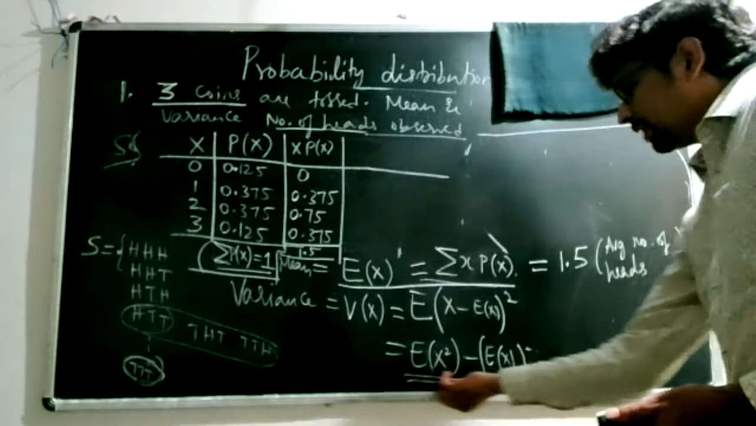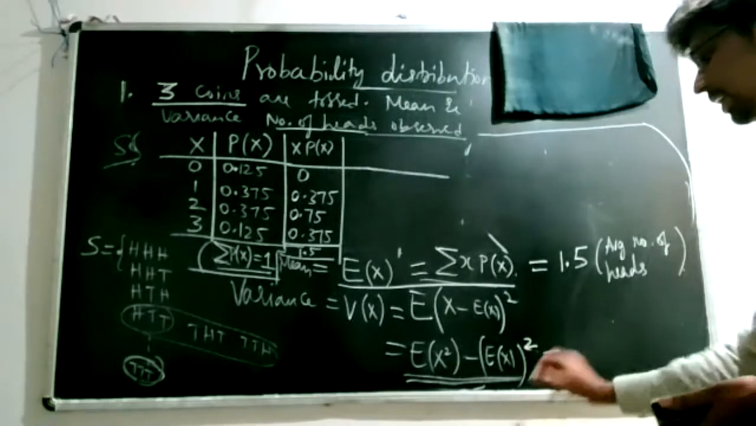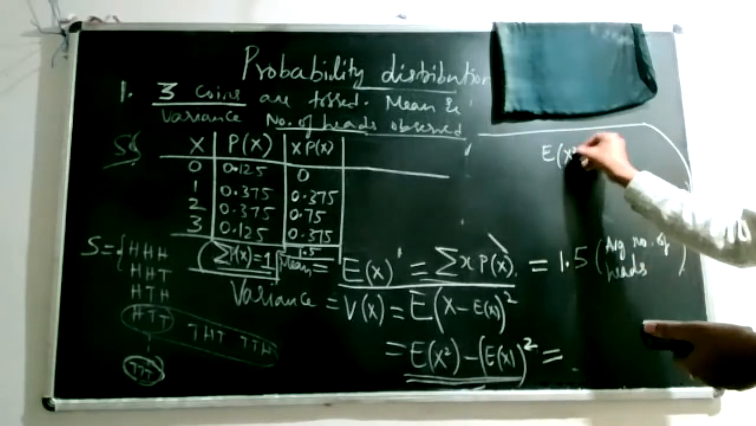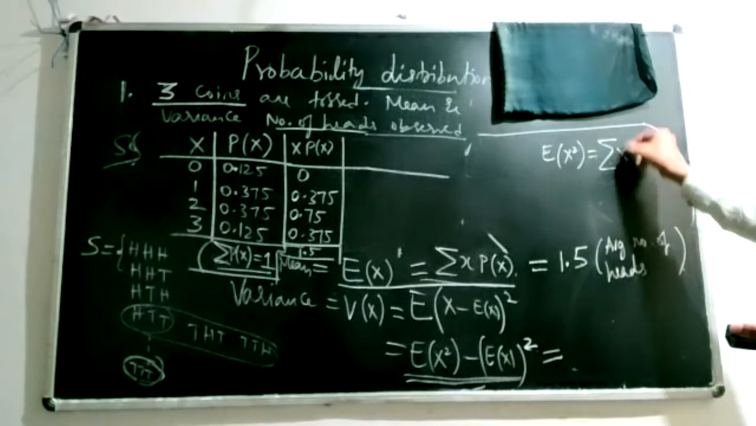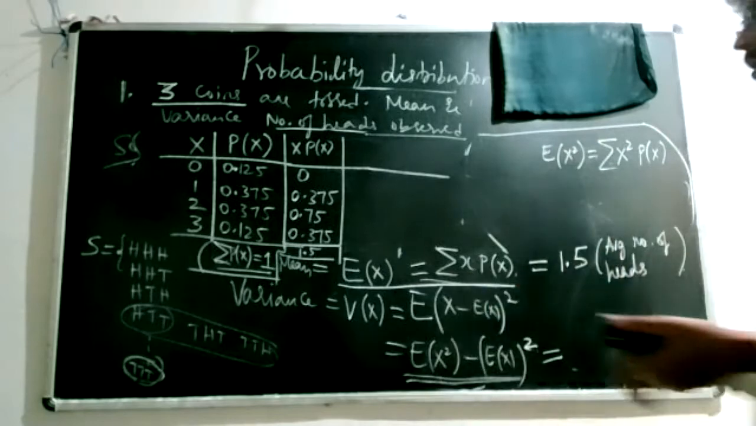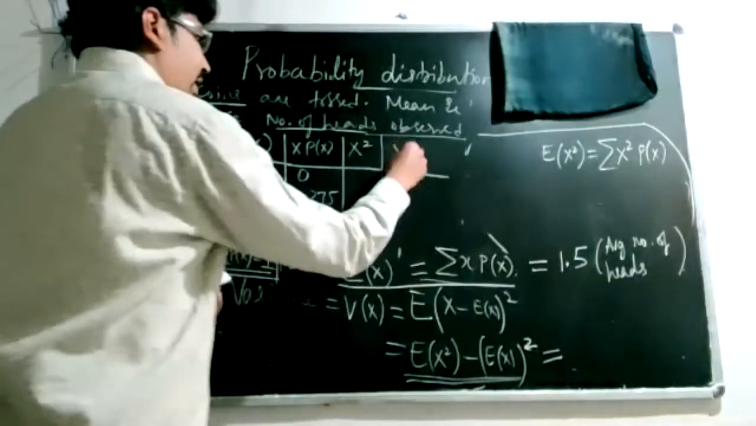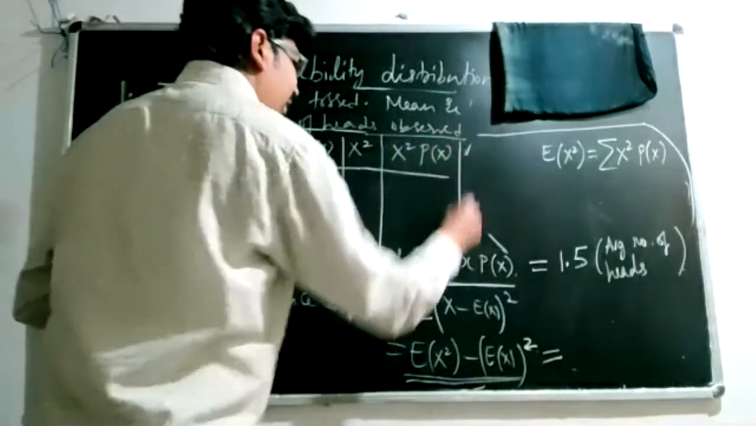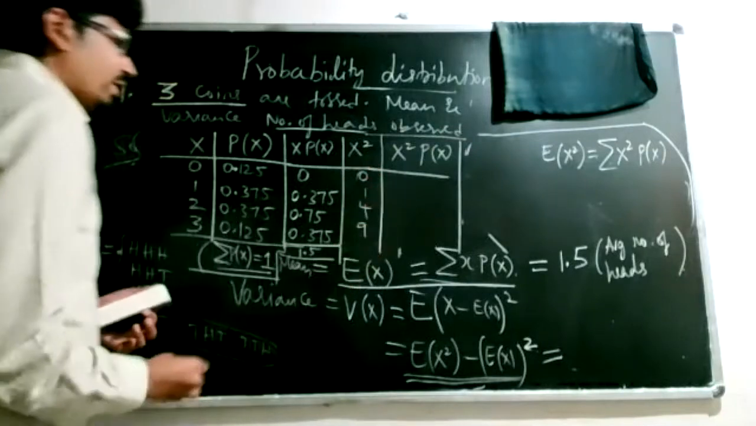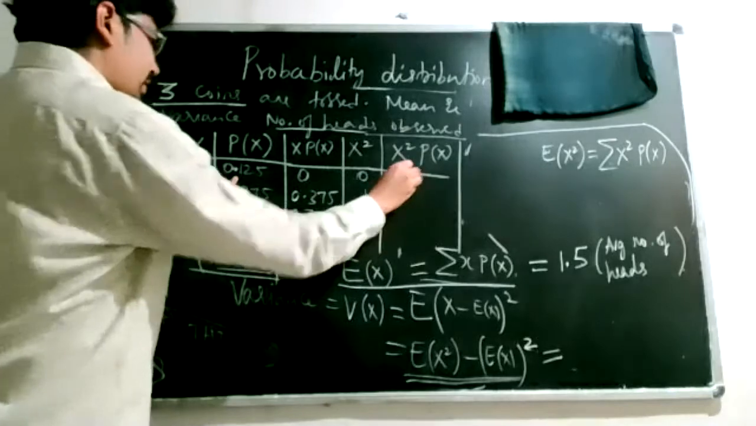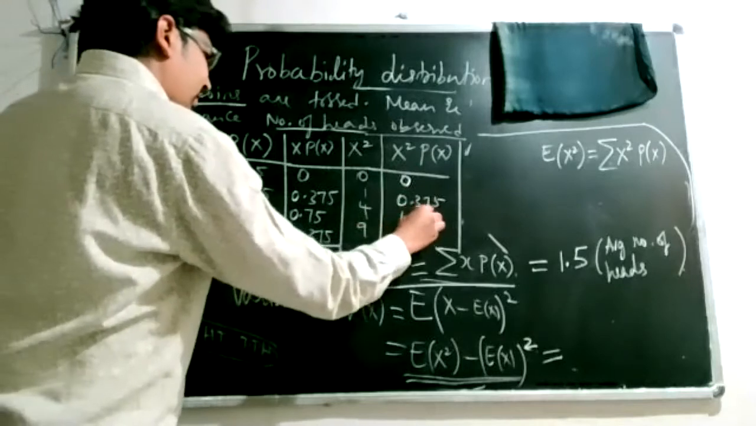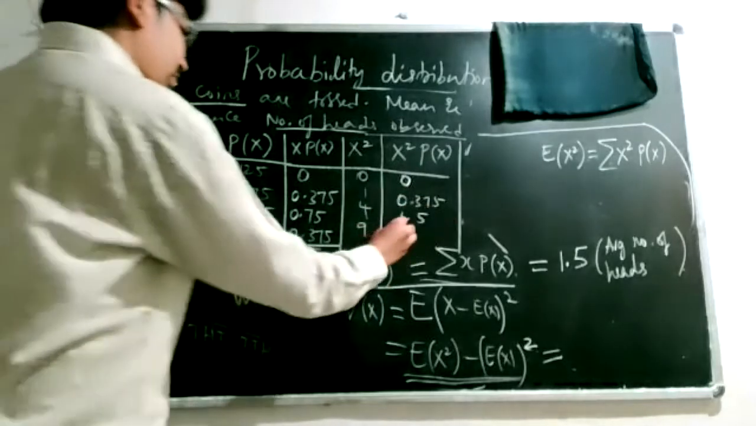Coming to the variance, now the simplified form is E of x square minus E of x whole square. And to obtain E of x square, I have to apply the formula of expectation. So E of x square is total of x square into px, and E of x is total of x into px. So I need the values of x square and then total of x square multiplied by px. So x is 0, 1, 2, 3, x square is 0, 1, 4, 9, x square multiplied by px, then 1 into 0.375, 4 into 0.375, and then 9 into 0.125.